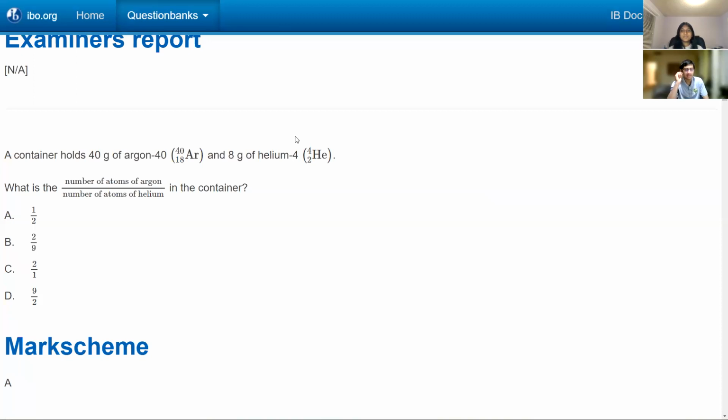So molar mass is... how do you figure out molar mass from an isotope, like a nuclide?